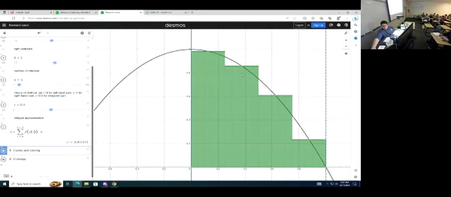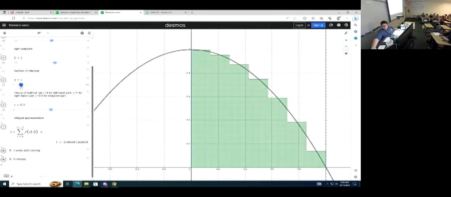For the second rectangle, I've got a little extra right here, but I'm missing some right here. And it keeps happening that way. If I add more rectangles, the areas kind of offset each other. We're going to be doing more with this by hand a little bit. This is doing the summation of the area of those rectangles.